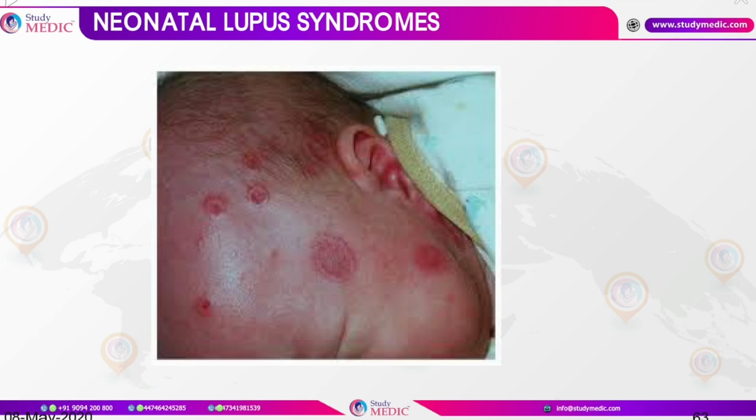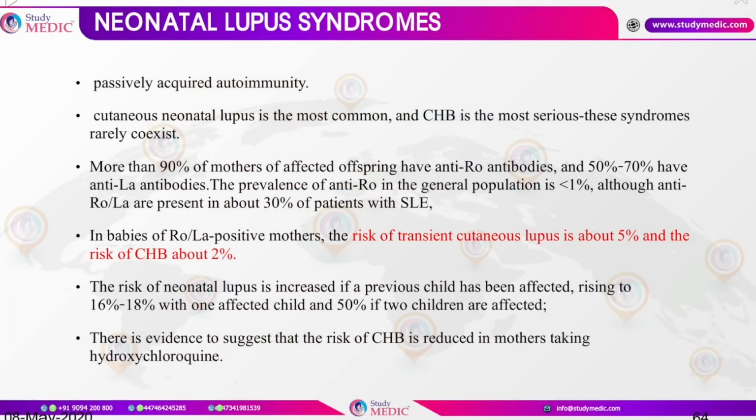This is an example pictorial diagram of neonatal lupus syndrome. Neonatal lupus syndrome is passively acquired autoimmunity. Very importantly, you should know that cutaneous lesions are the most common manifestation, and congenital heart block is something which is very serious. 90% of the mothers of affected offspring have anti-Ro antibodies, and 50 to 70% have anti-La antibodies. The prevalence of anti-Ro in the general population is less than 1%, although anti-Ro or La antibodies are present in near about 30% of patients with SLE.